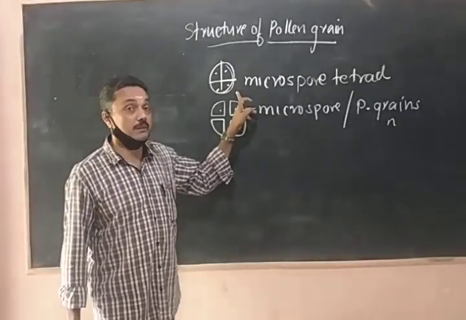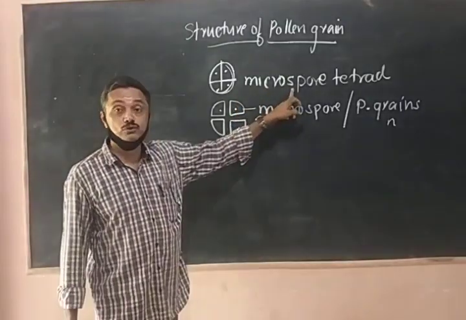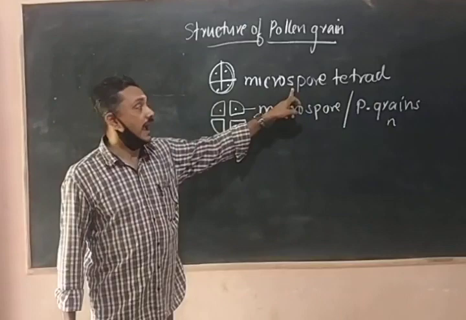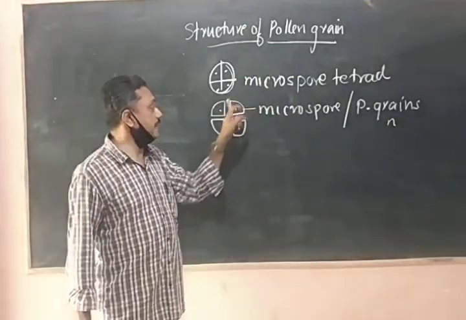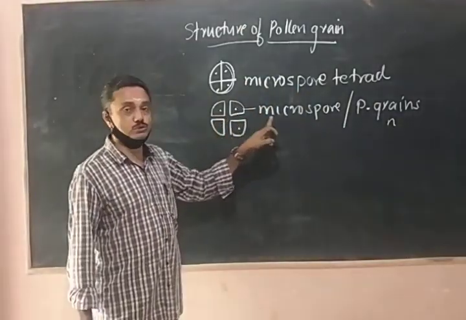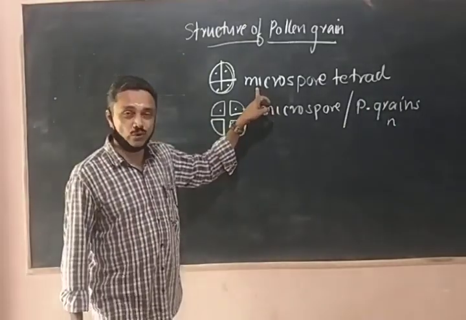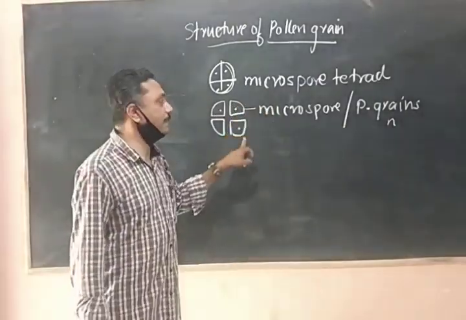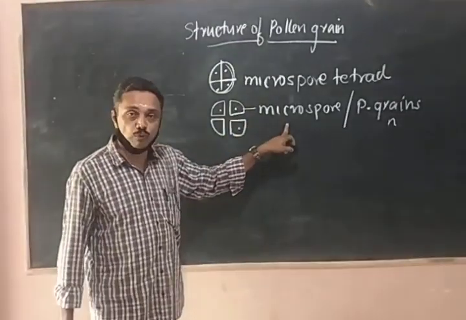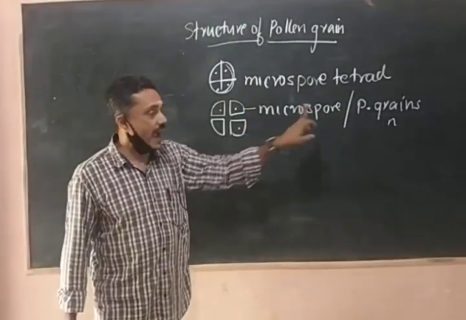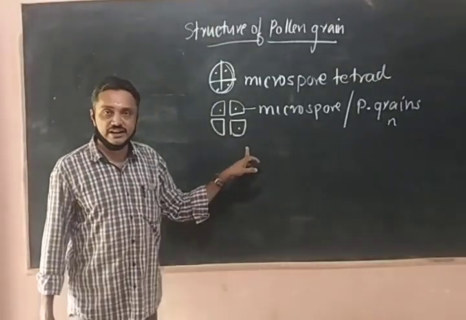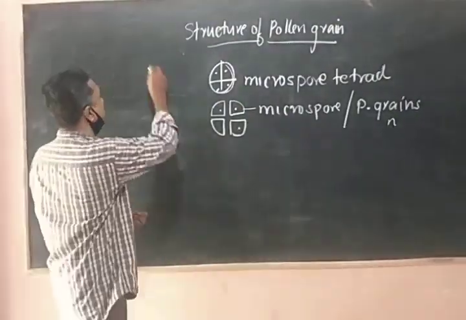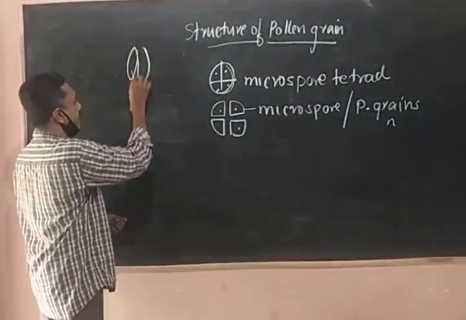diagram. If they remain together, it is called a microspore tetrad. And sometimes they may separate into four microspores. So if they remain together, they are called a microspore tetrad, or they may separate into microspores or pollen grains. And when this condition is ready inside the anther, that is what is produced inside the anther.